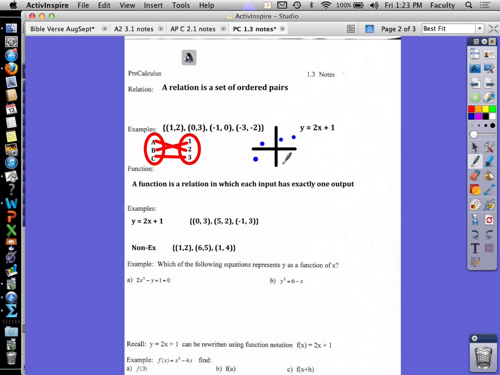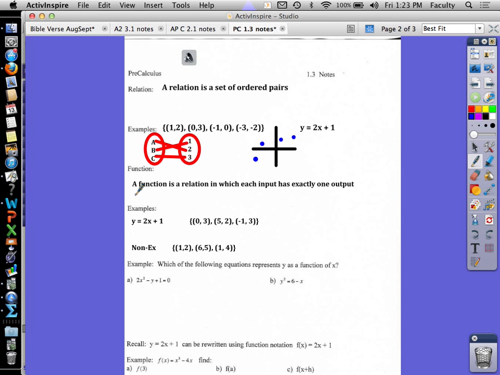A function. A function is a relation in which each input has exactly one output. Examples: a line is a function. Well, an oblique line, a slanted line, y equals 2x plus 1. What's an example of a line that's not a function? A vertical line. Your horizontal lines are functions, your oblique lines are functions.